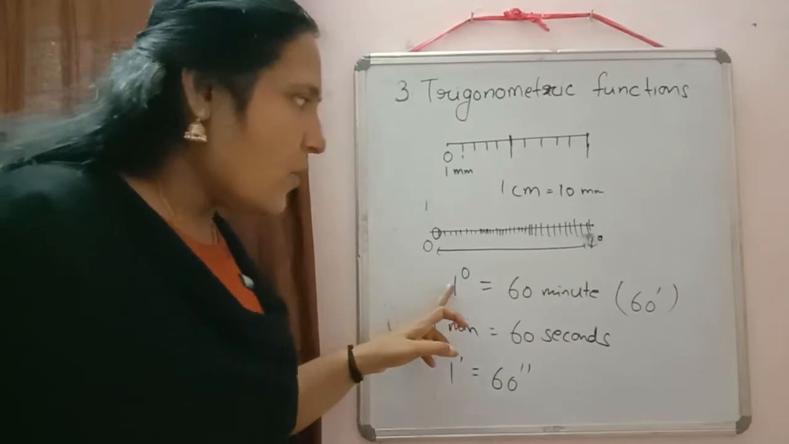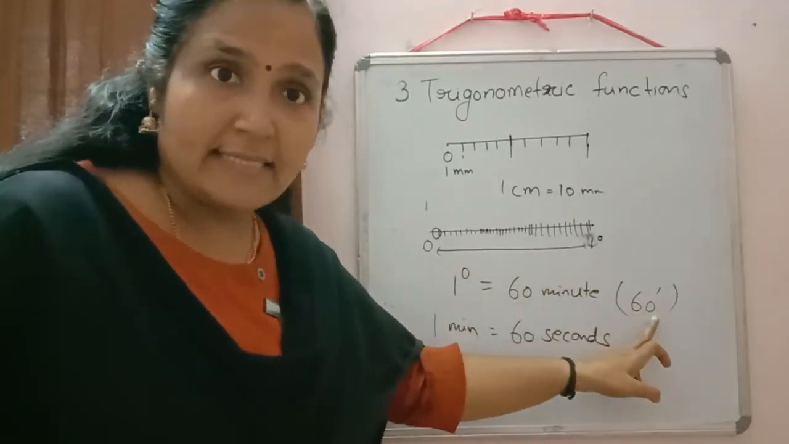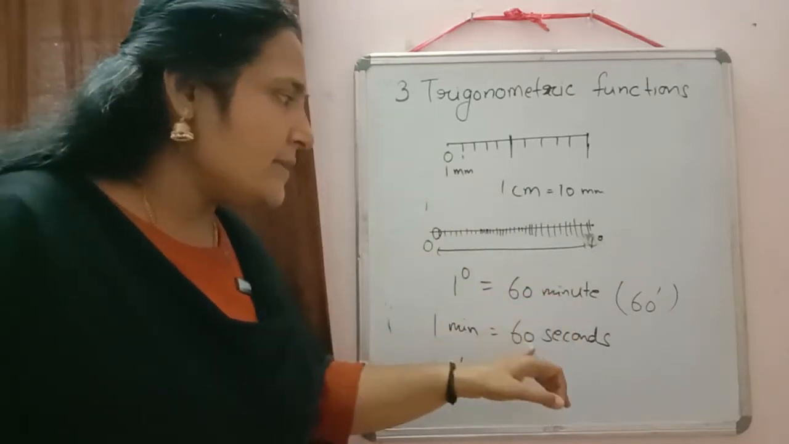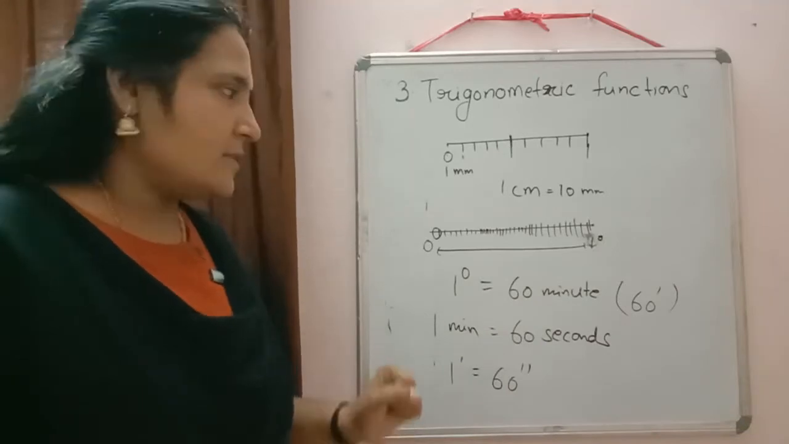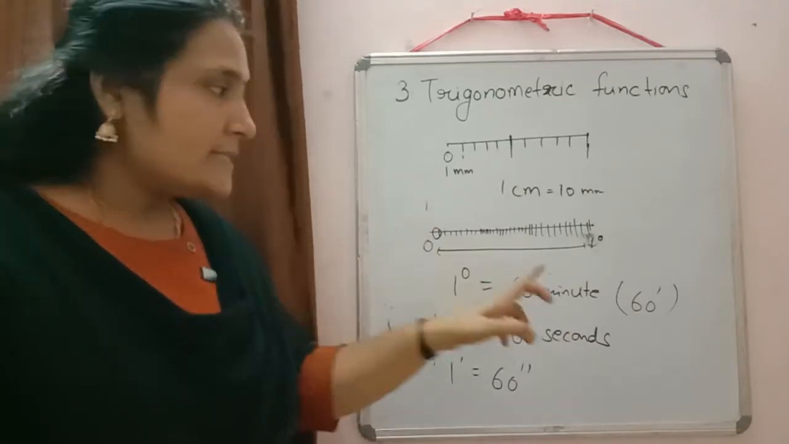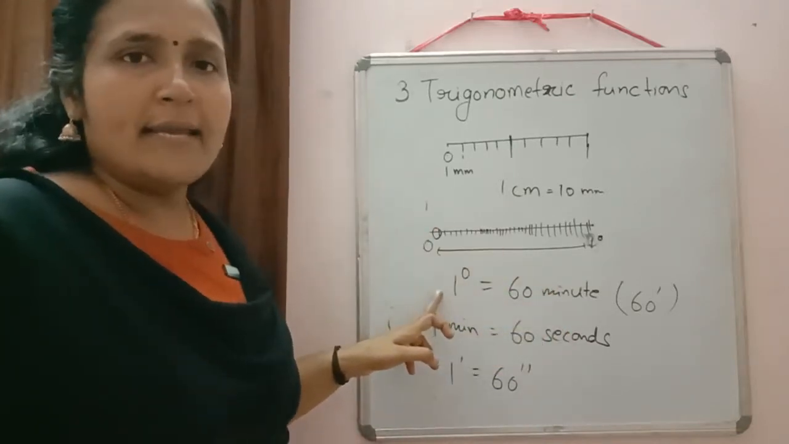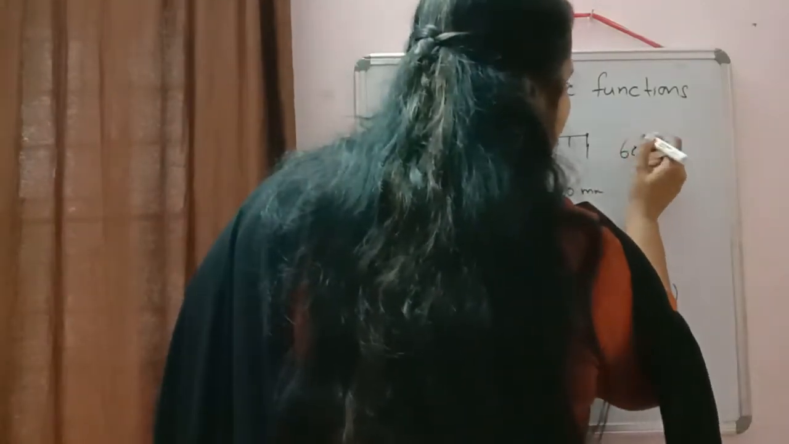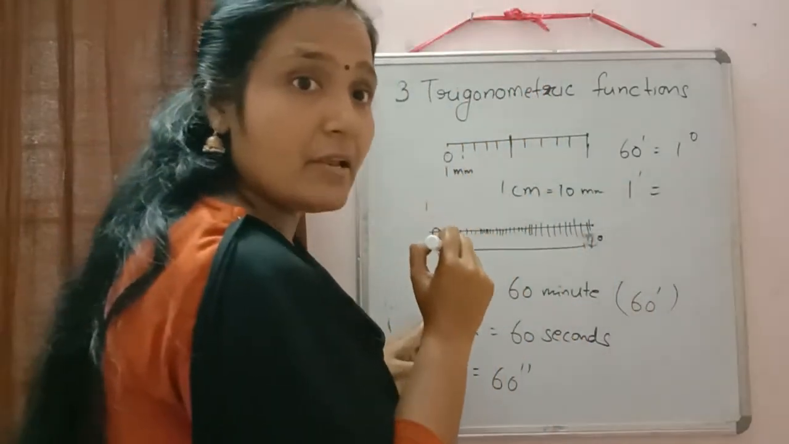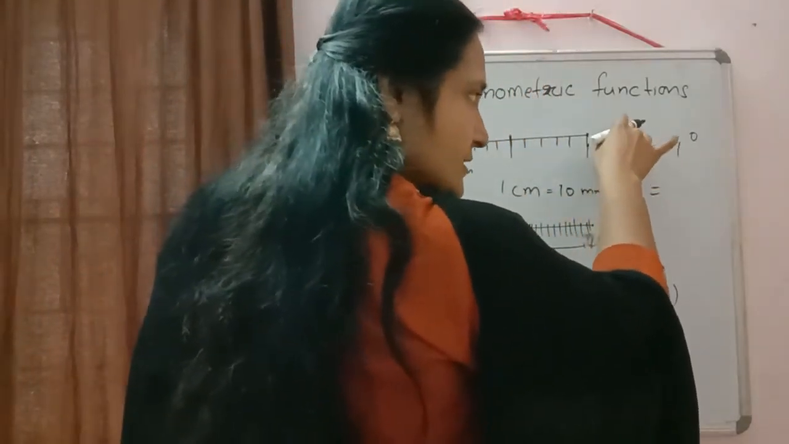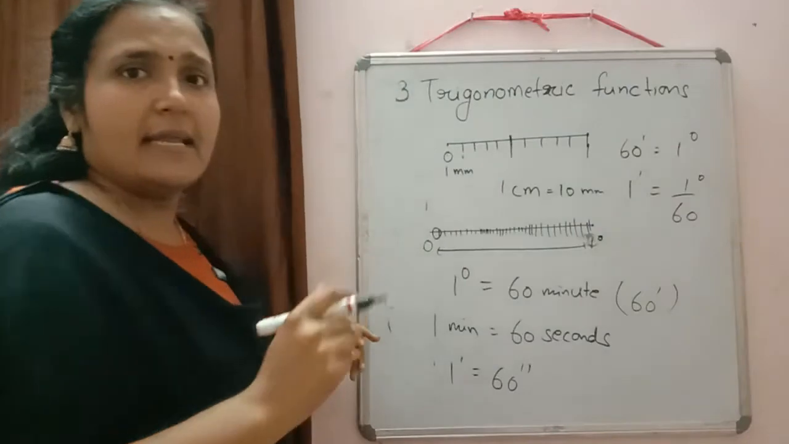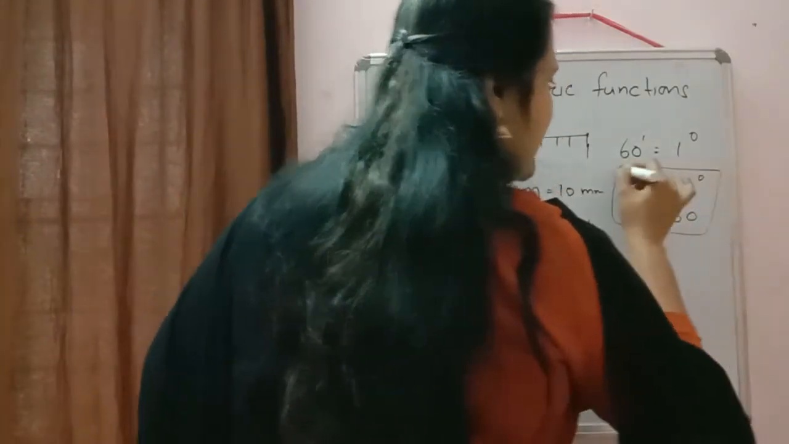So first one is 1 degree is equal to 60 minute, and 1 minute is equal to 60 seconds. If we have to convert minute into degree, what will we do? 60 minute is equal to 1 degree. Then what will be 1 minute? We shift the 60 minute to the right hand side, so it will be equal to 1 by 60 degree. 1 minute is equal to 1 by 60 degree.